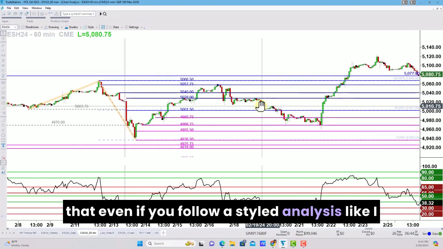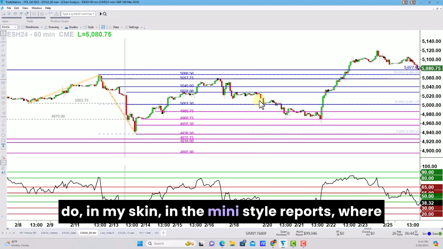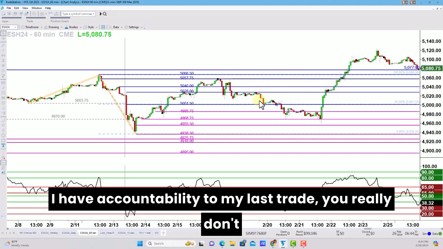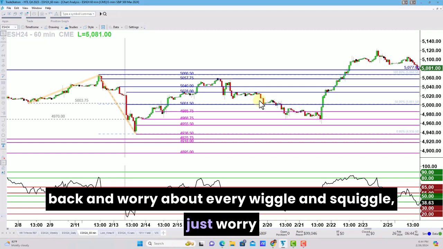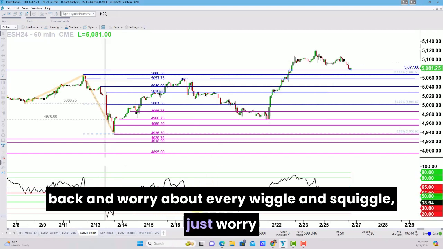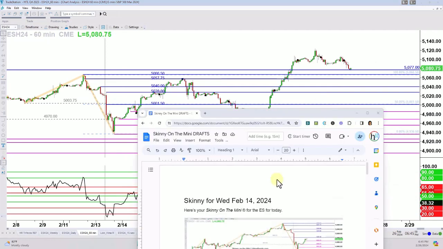The first thing is that even if you follow a style of analysis like I do in my Skinny on the Mini style reports, where I have accountability to my last trade, you really don't need, when you break away from the markets, to come back and worry about every wiggle and squiggle. Just worry about the big picture. So let me show you what I mean.